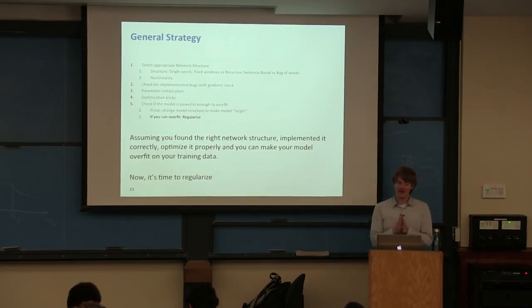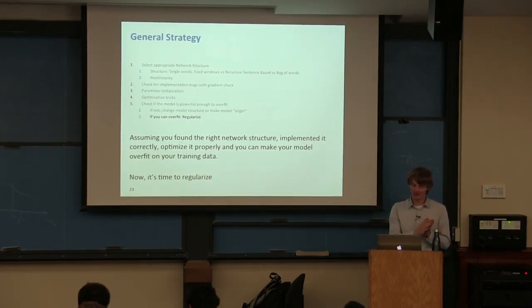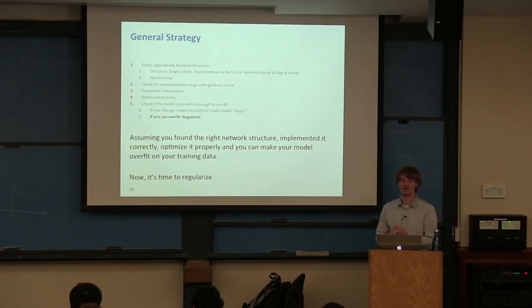All right, so now let's assume you were able to pick the right network structure. You implemented it correctly. You know from your finite difference gradient check for sure, without even having to ask the TAs, that it's all correct. You optimized it properly because you initialized your weights correctly to not be too large. And you made your model large enough to actually be able to overfit on your training data. This is an important step too.